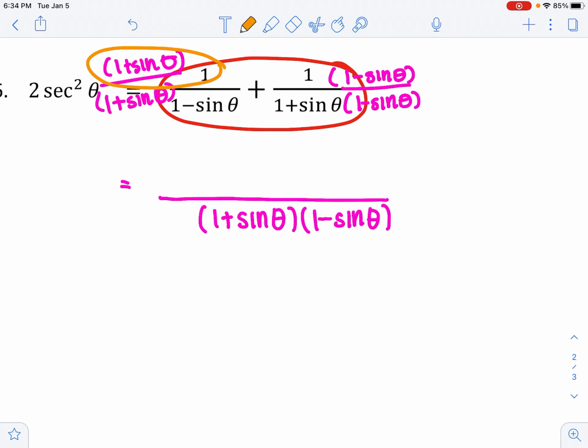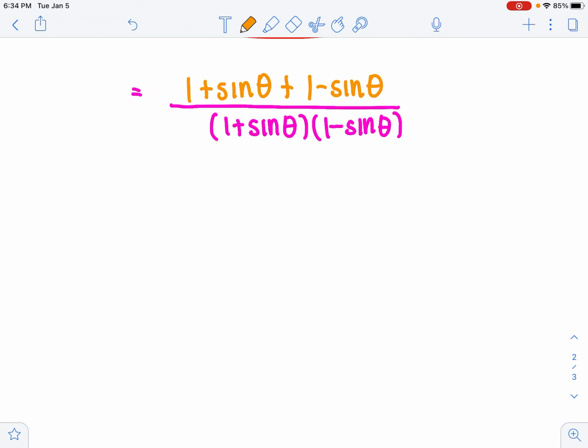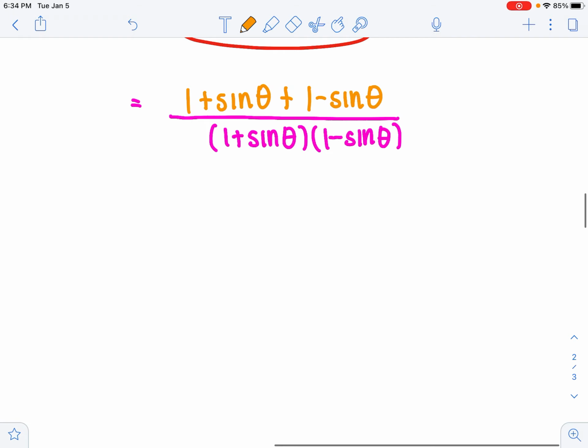Okay, here I need to multiply these two plus and then multiply these two. So distributing a 1 is easy because it's 1 plus sine of theta. Then I have the plus sign, distributing a 1 again, 1 minus sine of theta. All right, so I'll clean up my numerator and then clean up my denominator. So 1 and 1 is 2. Sine and negative sine cancel. So I have that 2 right there.